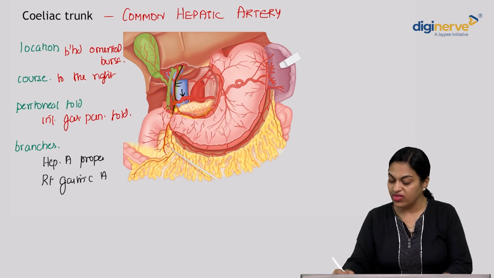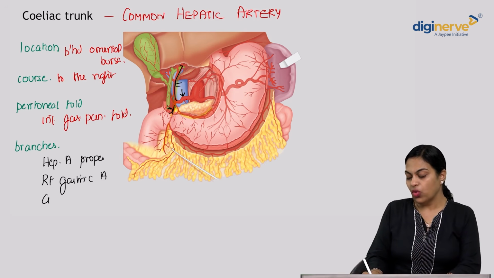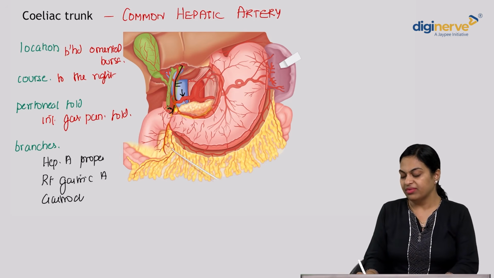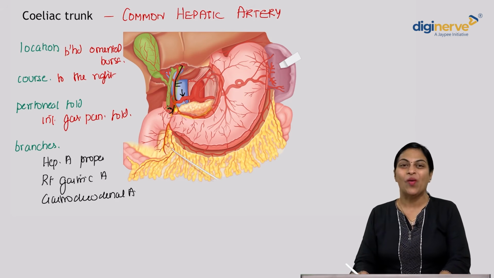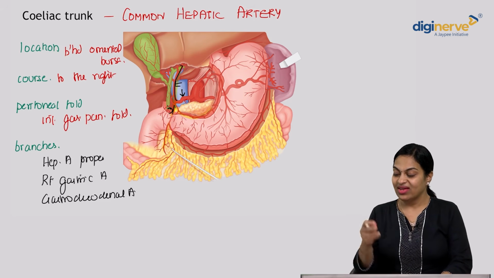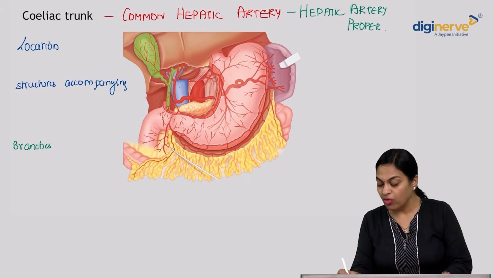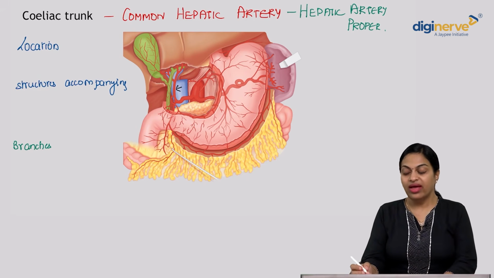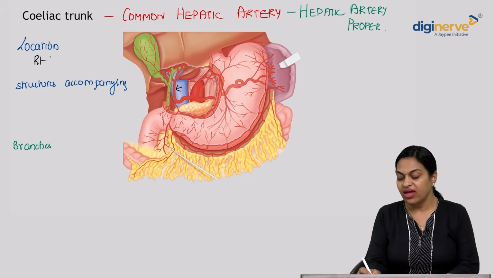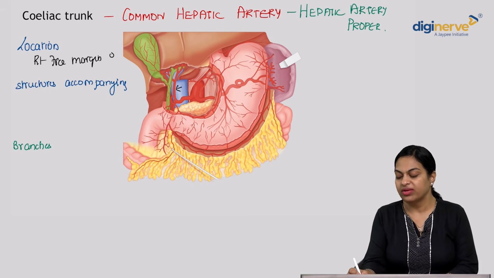What is this one? The gastroduodenal artery. So these are the three branches arising from the common hepatic artery. The hepatic artery proper that we see here is located in the right free margin of the lesser omentum.